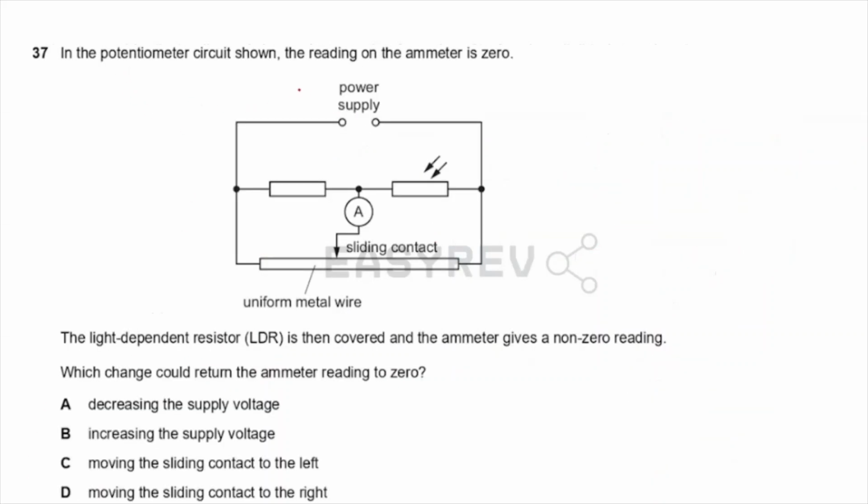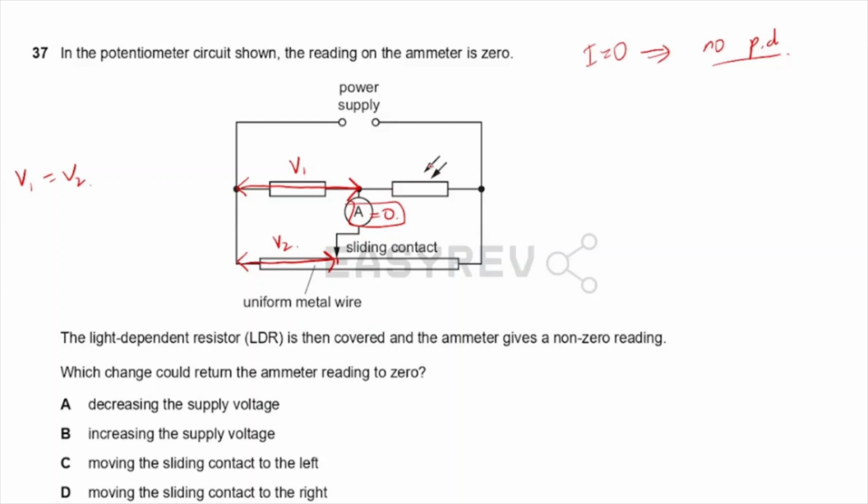Question 37 says that in the potentiometer circuit shown, the reading on the ammeter is 0. The LDR is then covered and the ammeter gives a non-zero reading. Which change could return the ammeter reading to 0? Now, here we have to first address why the ammeter reading is 0 in this situation. If you think about it, there's no interruption that's happening, right? So in this scenario, we remind ourselves that current is 0 when there is no potential difference. So if the ammeter is giving 0 over here, what that means is that the potential difference across these 2 points is equal to the potential difference across these 2 points. So let me call the upper one V1, the lower one V2. And in this scenario where the current is 0, V1 has been equal to V2.